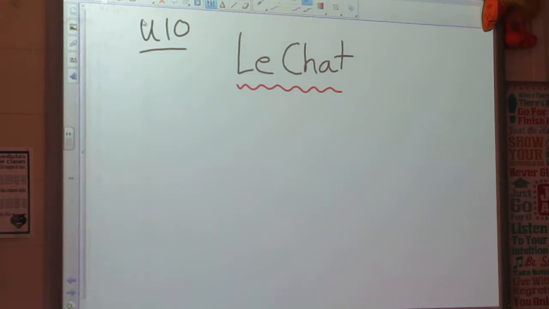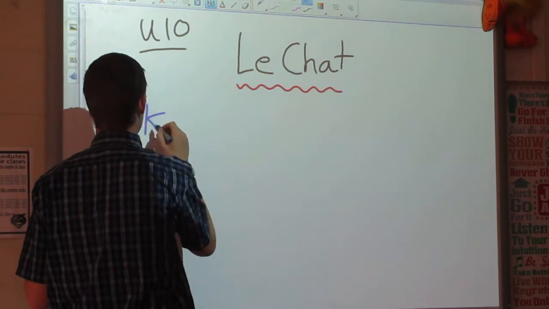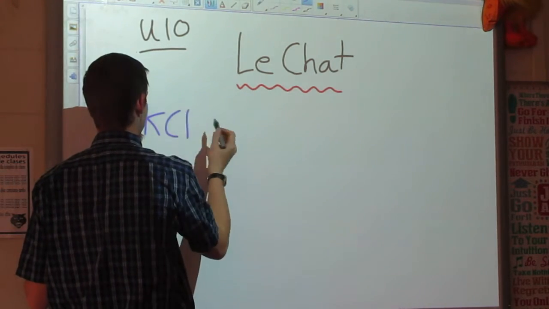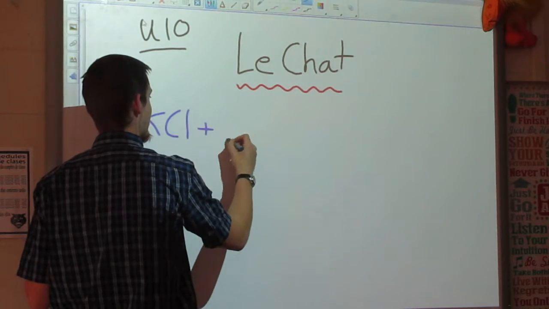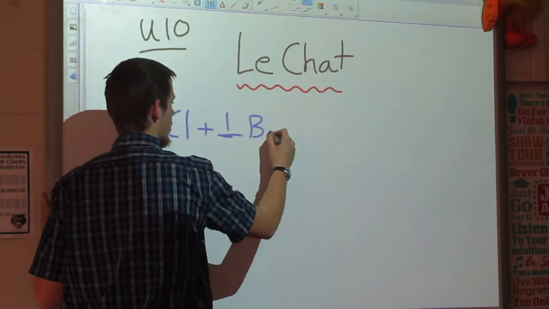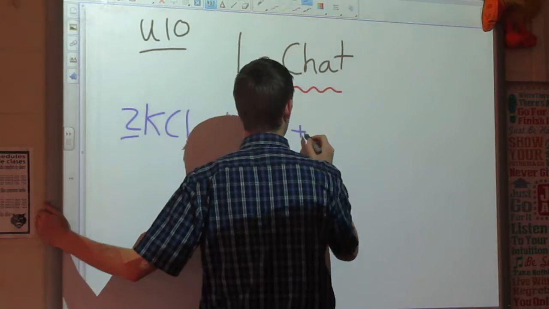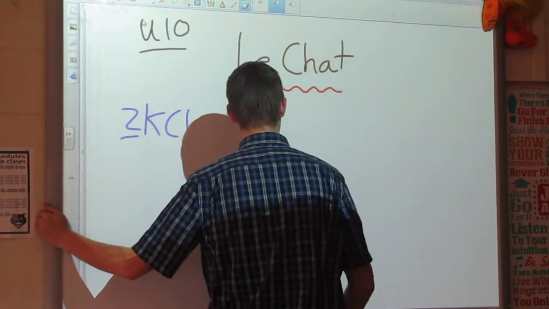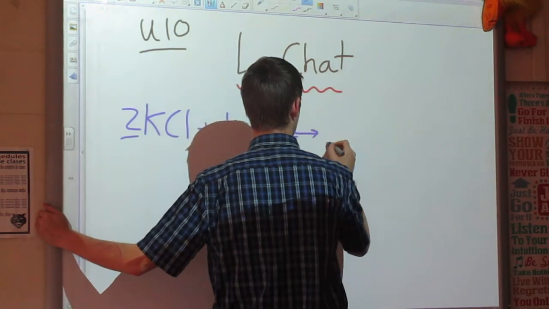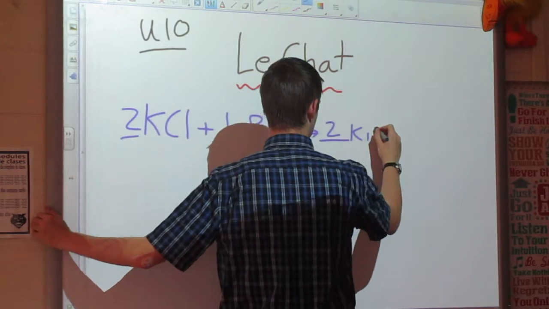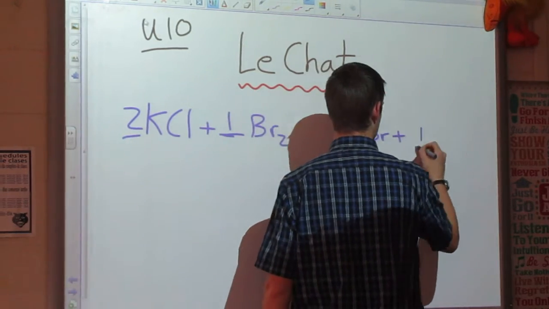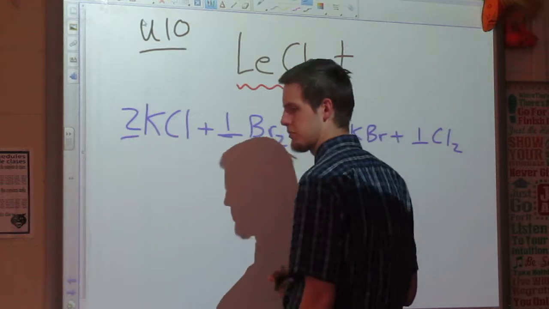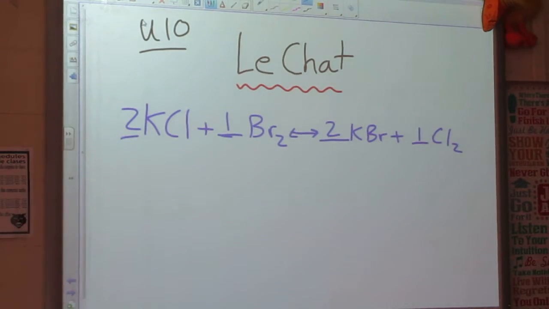So, new reaction, different reaction: 2KCl plus 1Br2 yields 2KBr plus 1Cl2. So I just flipped the reaction that we just did. Why not? We can talk about it.